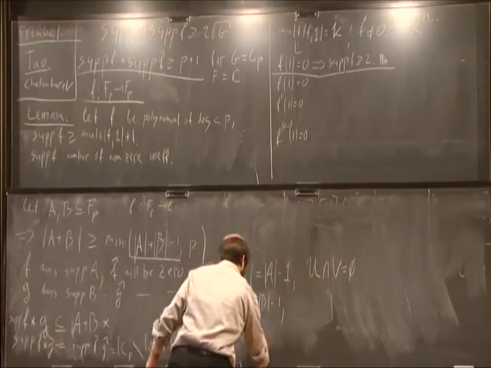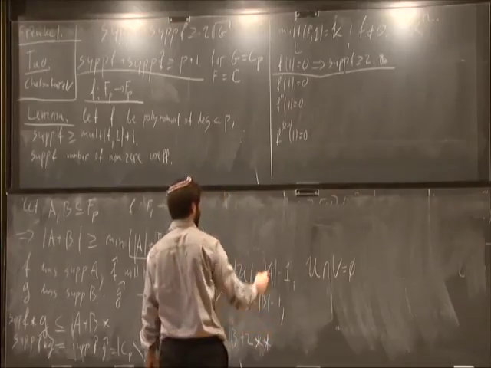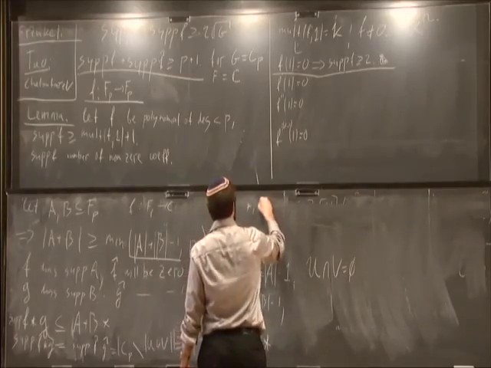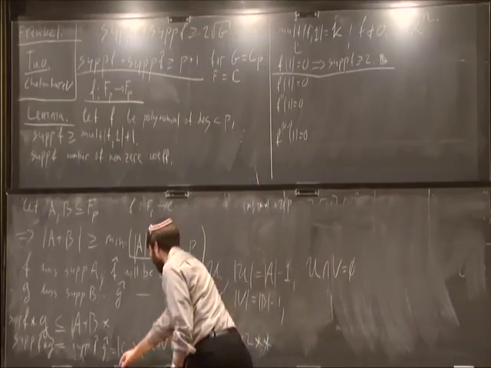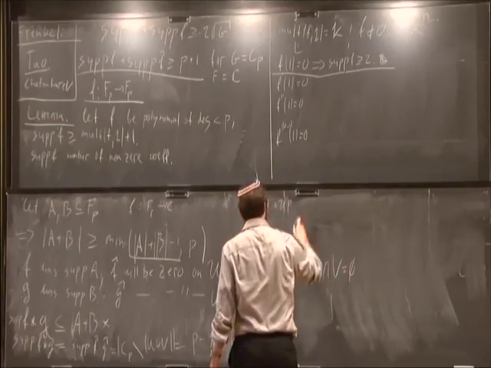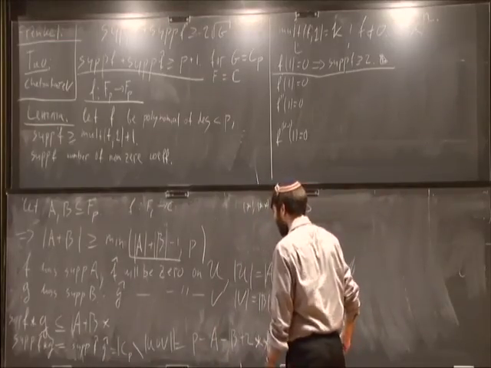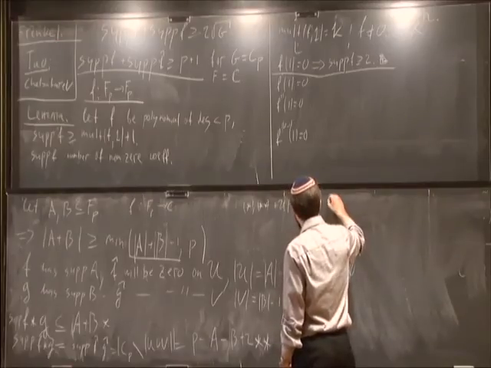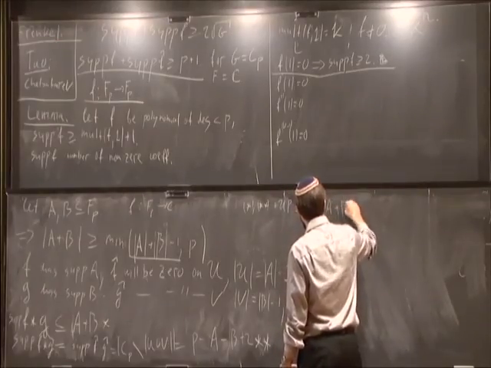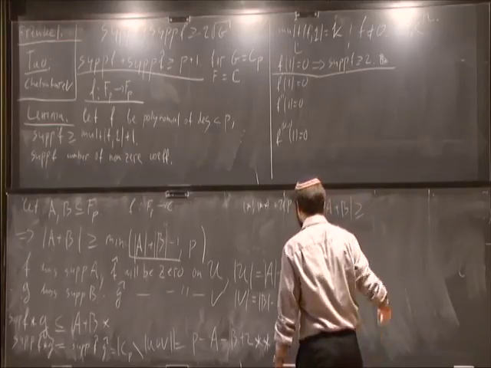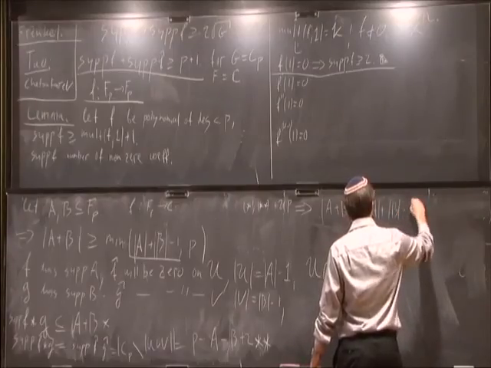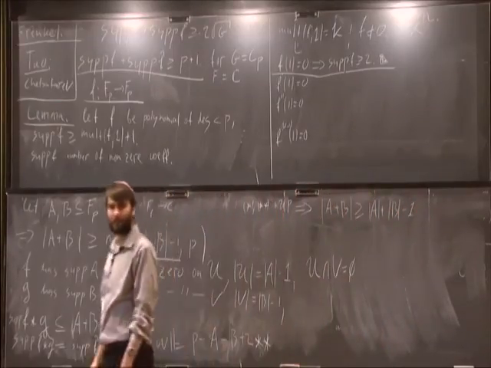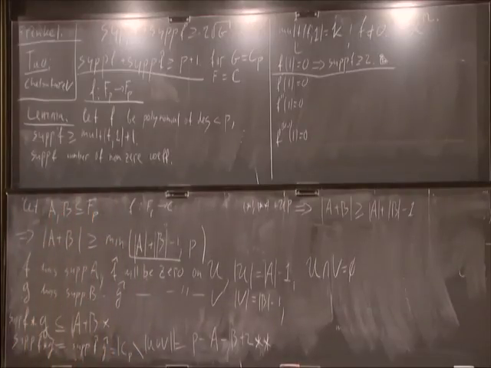From this and the uncertainty principle, the two stars plus a strong uncertainty principle implies that the size of A plus B is greater or equal than the size of A times the size of B. So it's very simple, very nice.